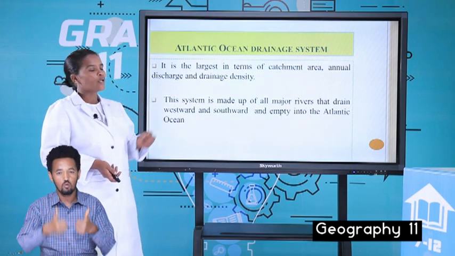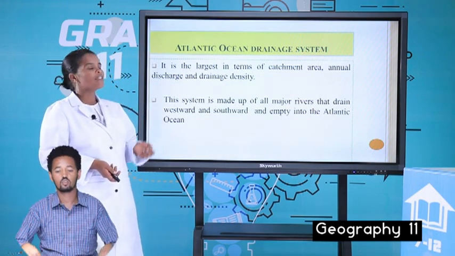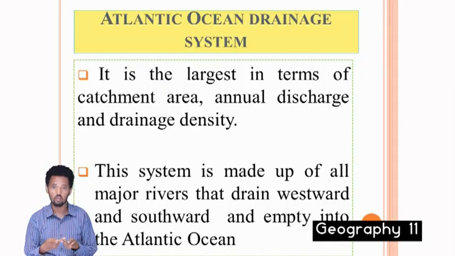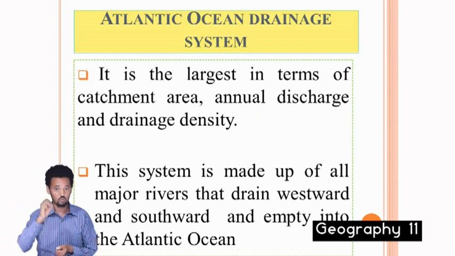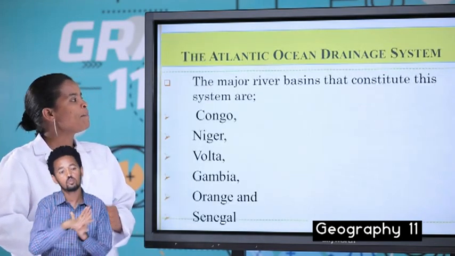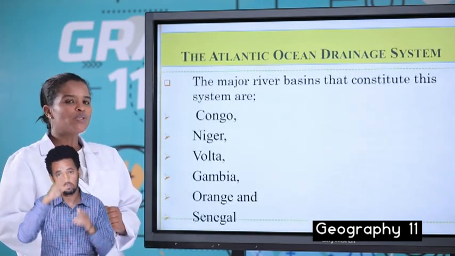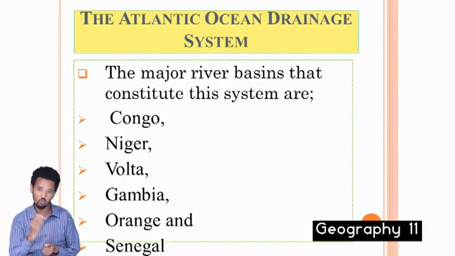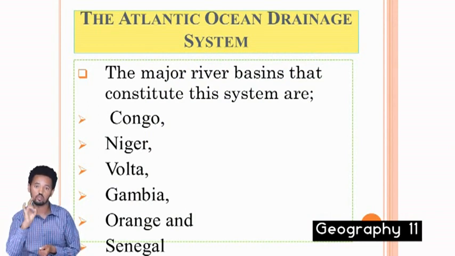When you see the Atlantic Ocean drainage system, it is the largest in terms of catchment area, annual discharge, and drainage density. All rivers flow south and westward and empty into the Atlantic Ocean. The main river basins that constitute this system are the Congo, the Niger, Volta, Gambia, Orange, and Senegal River.